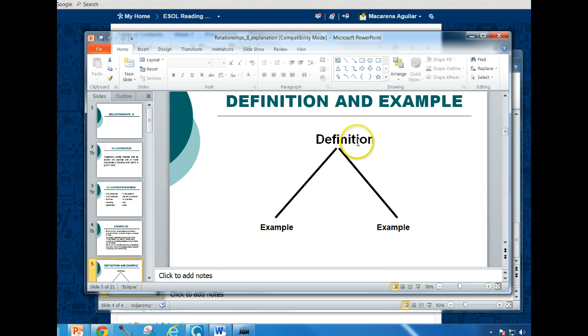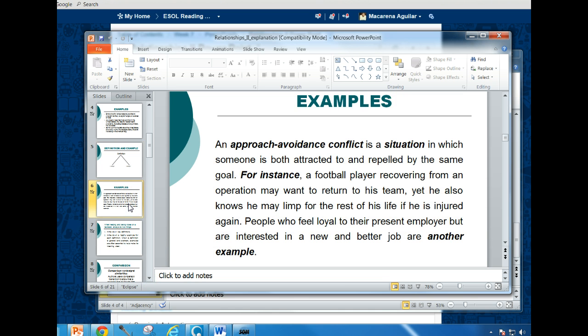Okay, so you have a definition and then you provide probably a couple of examples. Here is a paragraph with a couple of "for instance" and another example at the end of the sentence, just to provide variety.